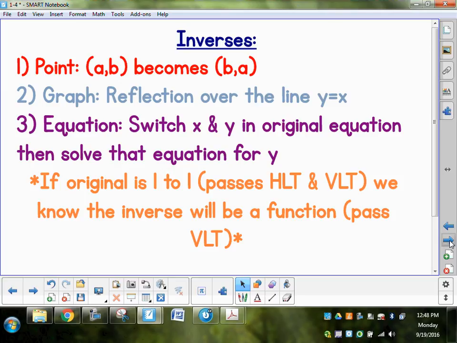An inverse of a point goes through and changes the point AB to BA. So if the original graph contains the point 5, 1, the inverse would contain the point 1, 5. If you know 1 point, you know what the point would be on the inverse. If you're given a graph, you reflect it over the diagonal line y equals x.